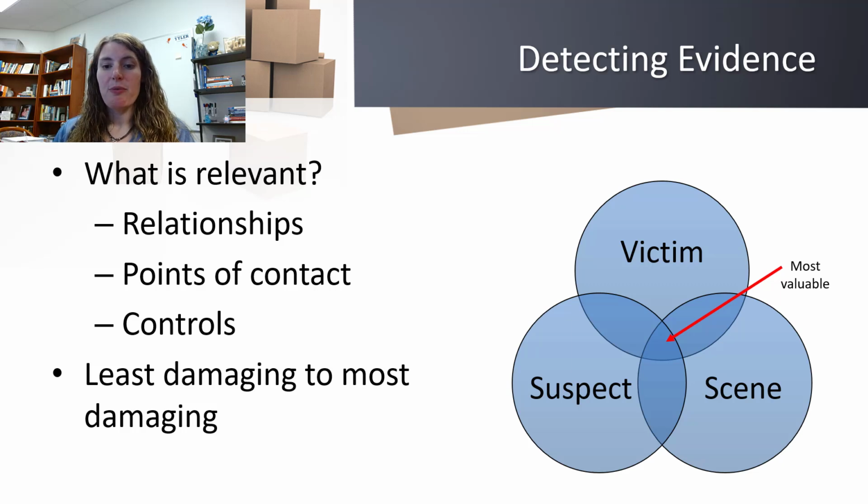Finally, remember to be aware of objects or materials that can be used as controls in later testing. If you're investigating an arson case, it's important to take samples from areas where it's unlikely that accelerant is used, so that the forensic chemist can compare control samples to the potential accelerant.